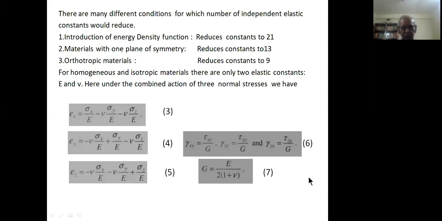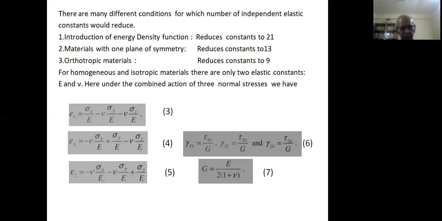So here we have got 5 equations which are the basic constitutive equations which can be written without looking at the generalized form, the tensorial form of Hooke's law. This comes easily just by considering the Poisson's effect.